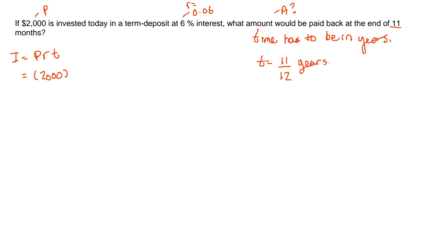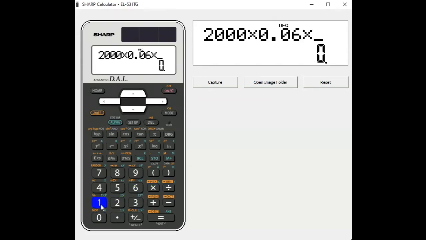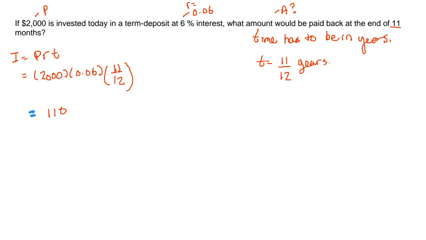Our rate is 0.06 and our time is 11 over 12. So remember, we can use the fraction button here. Let's maybe pull it up and we'll do it together. Okay, so we had 2,000 times 0.06 times 11 over 12, and that gives me 110. So 110 is the answer there. So that gives me $110 in interest.